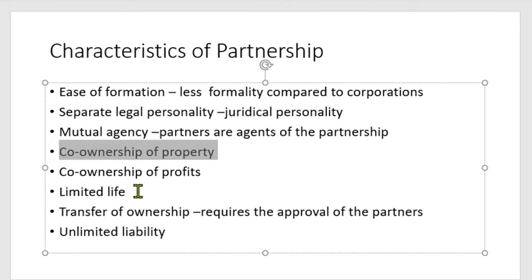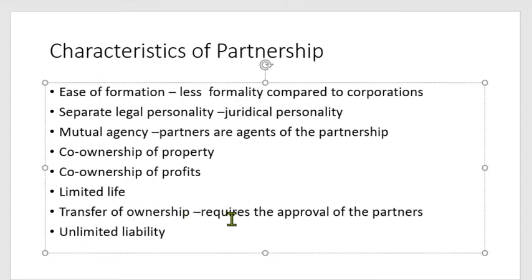Next, limited life. The concept of limited life, ang sinasabi dito is a partnership can be dissolved by factors which we will be discussing on the next slide. Unlike a corporation, yung life of a partnership is limited. So later we will deal more on that.